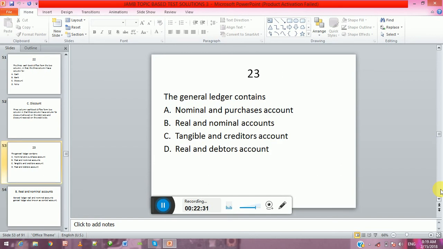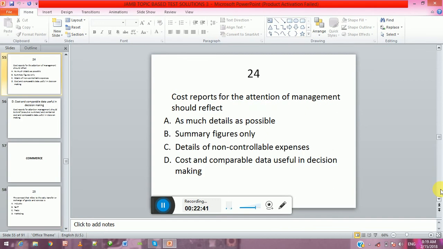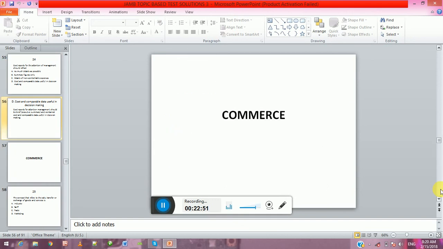The general ledger contains, the answer is real and nominal account. Those are the things that are contained in the general ledger, real and nominal account. Cost reports for the attention of the management should reflect cost and comparable data useful in decision making. D. Very, very important, take note.